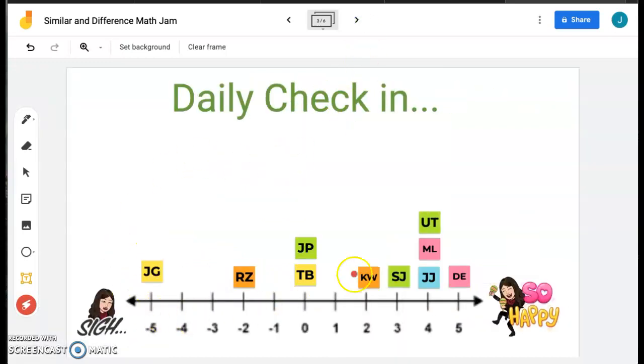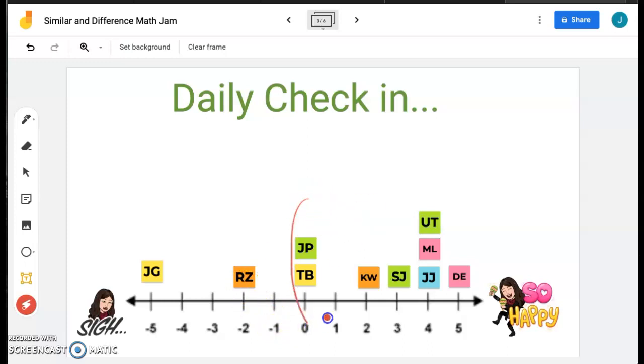So one of the first things I want to do is our daily check-in. I see that some of our friends have come over here and they've checked in. So awesome. One of the first things that we can look at if we are comparing is our daily check-in. If we look at this side compared to this side, which has more of and which side has less of.